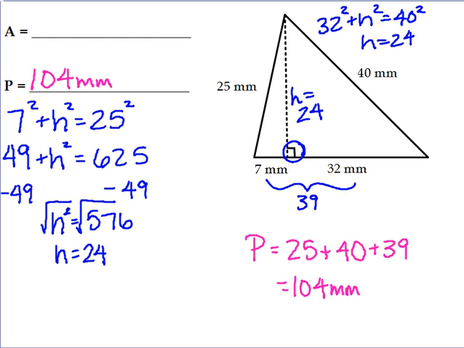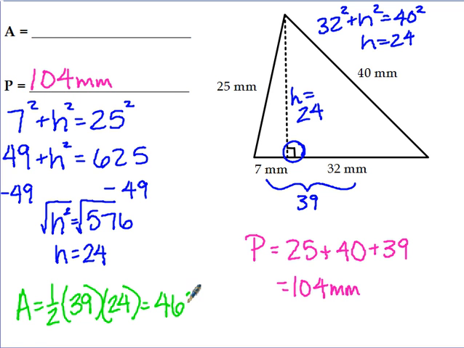So now my last step here is I'm going to find the area. So 1/2 base times height. So my base is 39. And my height is the 24 that we just found. So my area is going to be 468 millimeters squared.